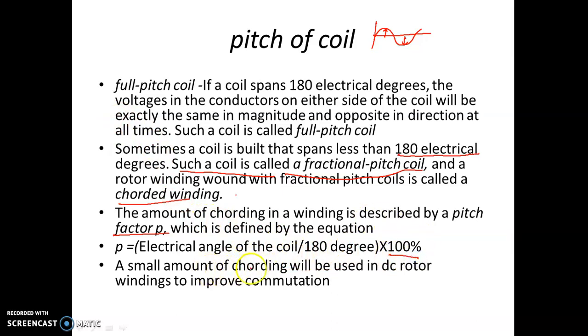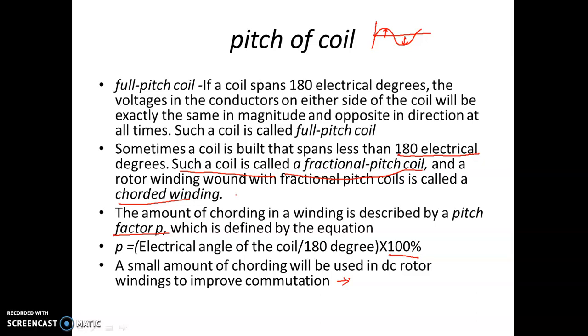A small amount of chording will be used in a DC motor winding to improve commutation. So commutation, sometimes it has a good advantage. If you make it less than 180 degree, then in a DC machine commutation will be improved. Commutation is the process that the commutator performs, meaning conversion of AC into DC.